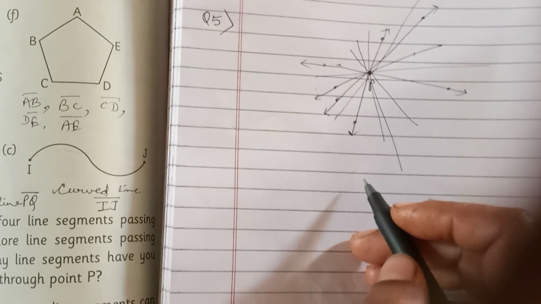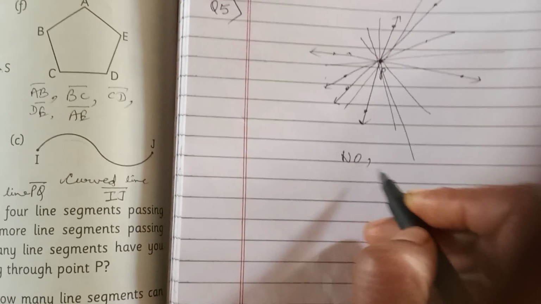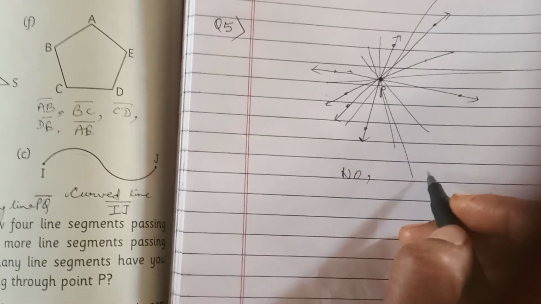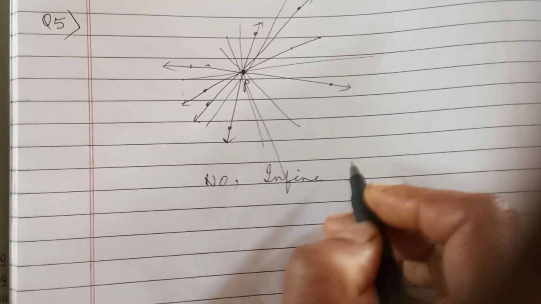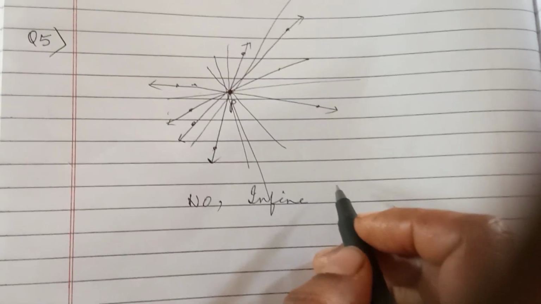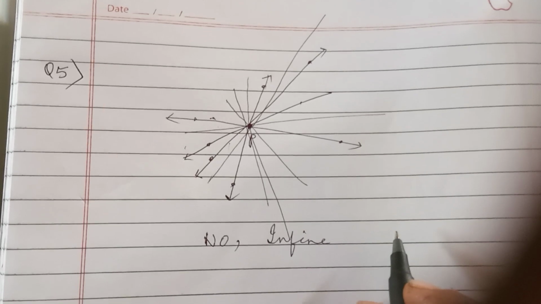So can you count how many line segments you have drawn? No, we cannot count the number of line segments. And how many more can you draw passing through the point P? So you will write here infinite. We can draw an infinite number of lines, which means you can draw many lines, which is not countable. I hope it is clear.